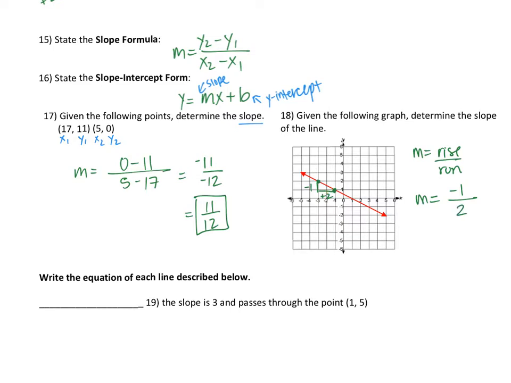And let's just see if this pattern follows. But notice that if I were to go down 1 over 2, I also again hit it at an intersection. Go down 1 over 2 and I hit it at another intersection. So this is a great estimation of the slope.